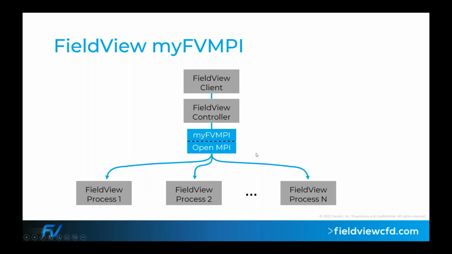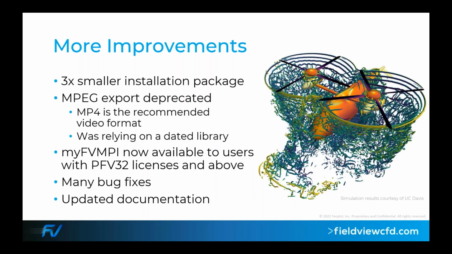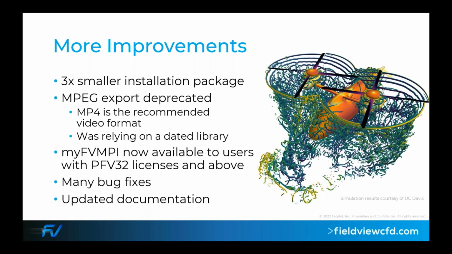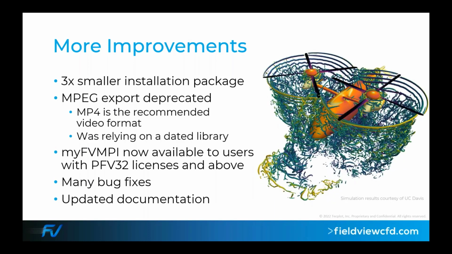FieldView comes with a version of OpenMPI, but if you have a cluster, it's possible that your HPC team has been optimizing a special version of MPI for your cluster. Maybe it is Intel MPI, maybe it is MPICH or another version of MPI. FieldView doesn't care. All you have to do is link MyFVMPI against your specific version of MPI, and FieldView will use it when you run in parallel. So again, the idea now is that the control of MyFVMPI is really enabled through licensing.